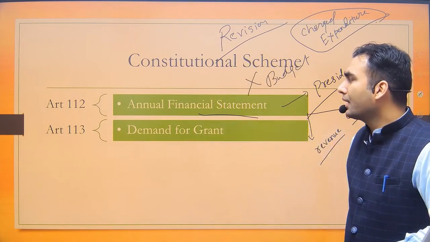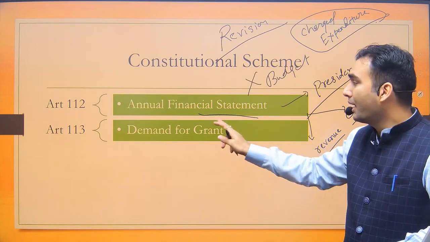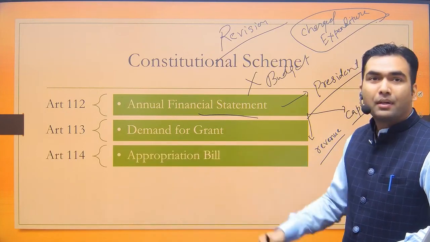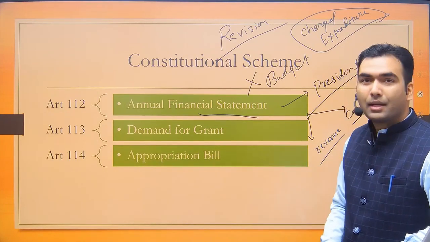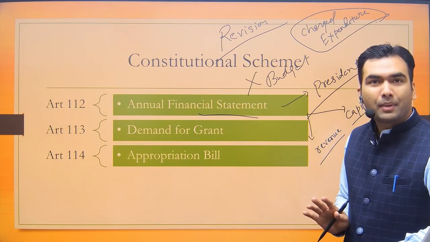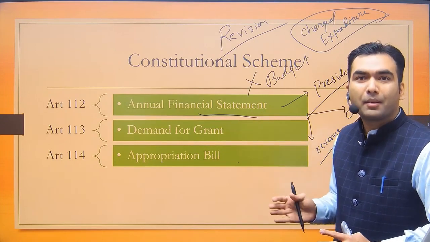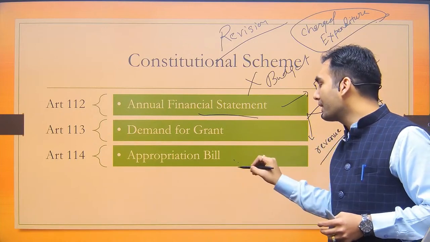Then we shall go to Article 113. Article 113 mentions demand for grant. This is part of expenditure. Then we have Article 114, which mentions the appropriation bill. The appropriation bill is a separate thing and demand for grant is a separate thing. The appropriation bill is holistically the whole annual financial statement. The expenditure part of the annual financial statement is called the appropriation bill.